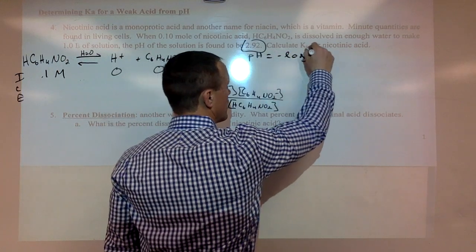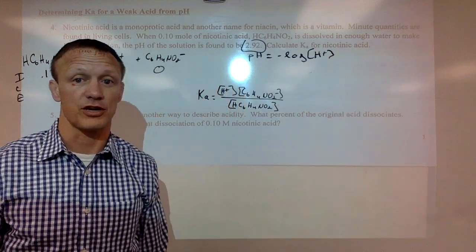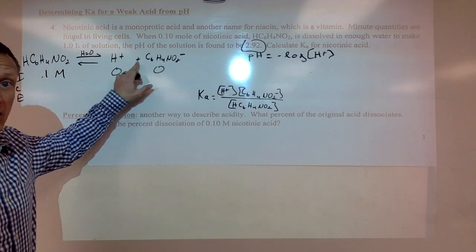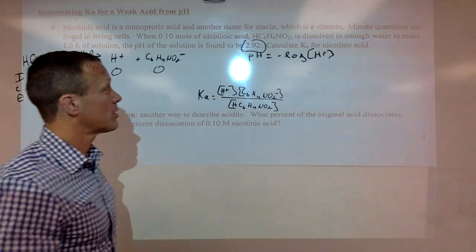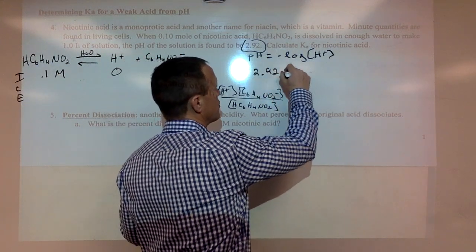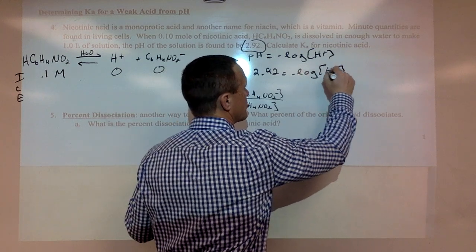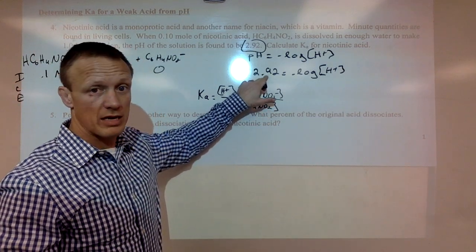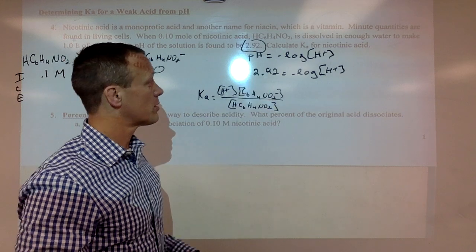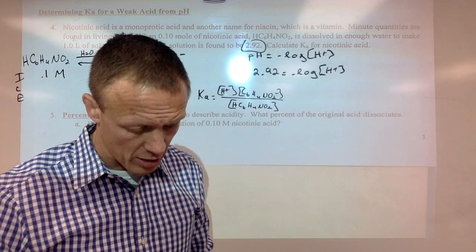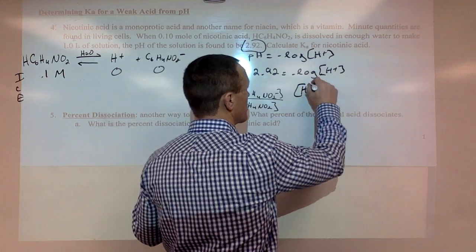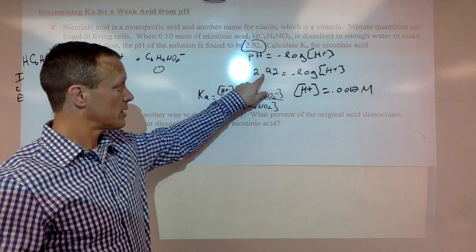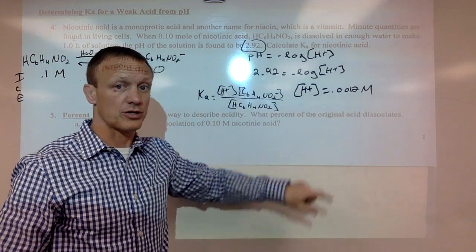So remember, if we know the pH, pH equals negative log of the concentration of H+. So if we know the pH, we can find the concentration of H+ ions. And whatever the concentration of H+ ions is would be the same as this concentration. How many moles of this produced would be moles of that produced. So we can do 2.92 equals negative log concentration of H+. So you have to hit the second function, 10 to the negative 2.92. When you do that, you get a concentration of 0.0012. So the concentration of H plus is 0.0012 molar. Again, that's using the pH to get the concentration of H plus.